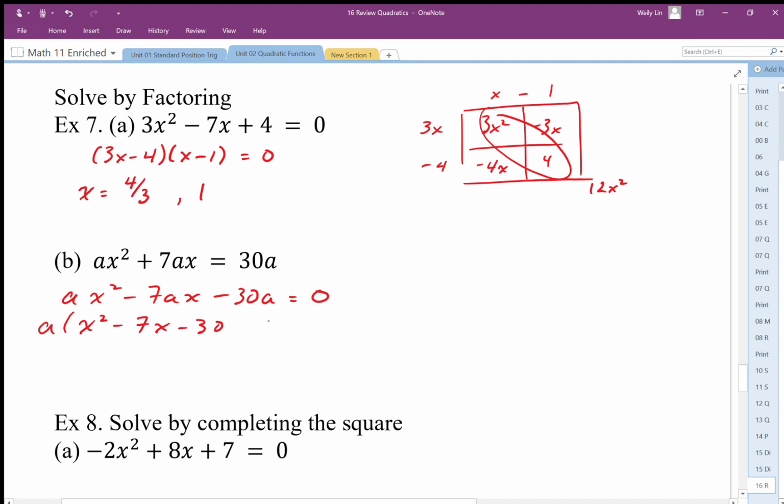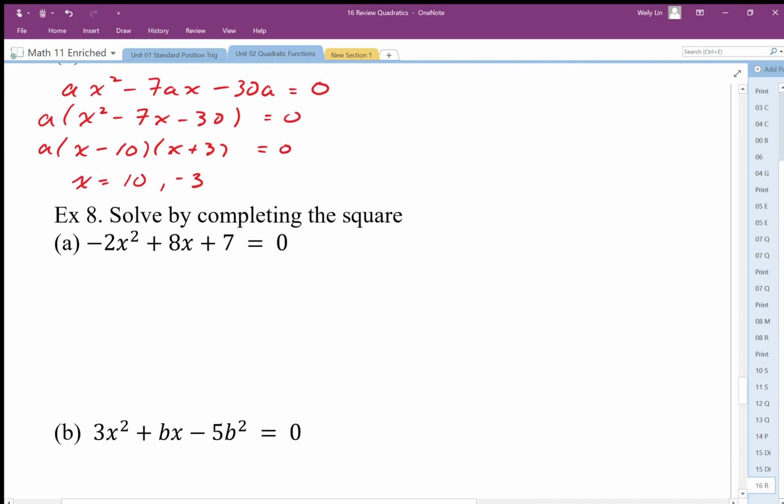Now I factor this normally. This has no leading coefficient, so I need to find two numbers that multiply to negative 30 and add to negative 7. So that's going to be, okay, since it's negative, we know one's negative, one's positive. So negative 10, positive 3. Those are our factors. So then the solution for x, we can say x equals 10 and x equals negative 3.